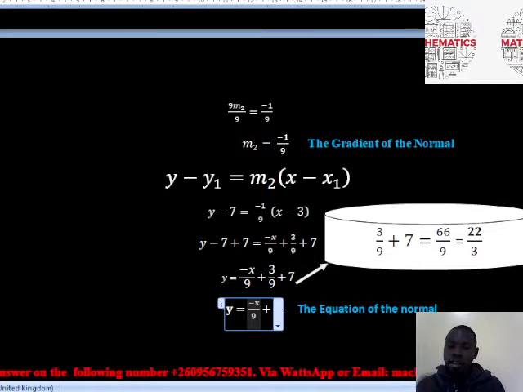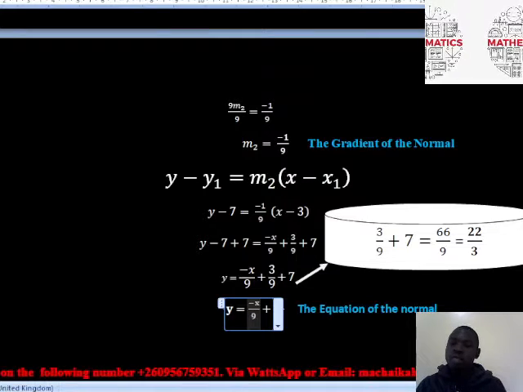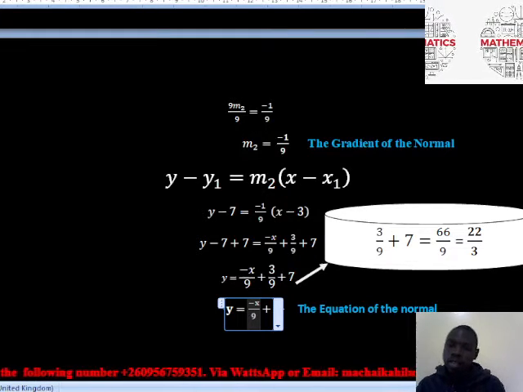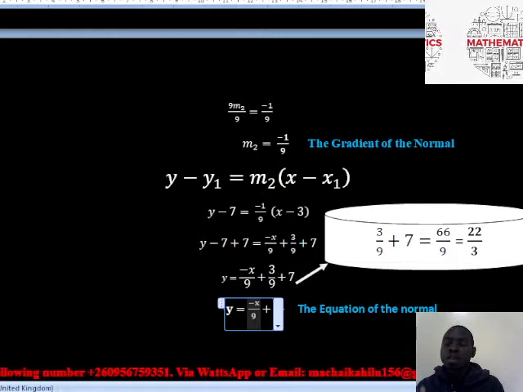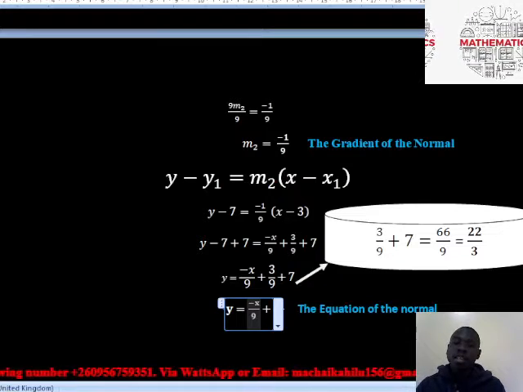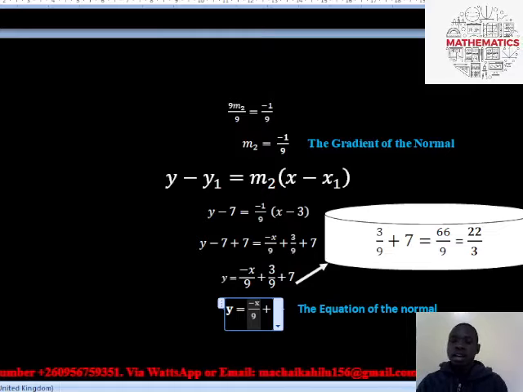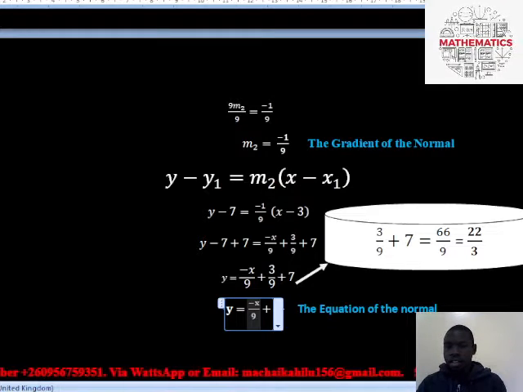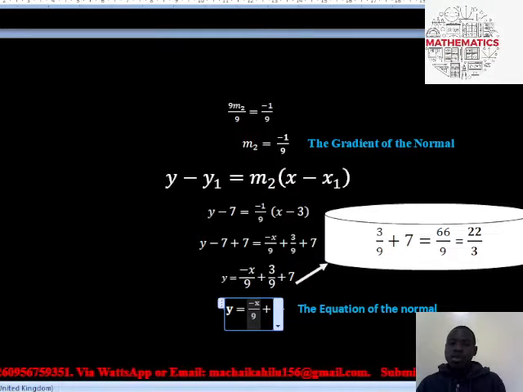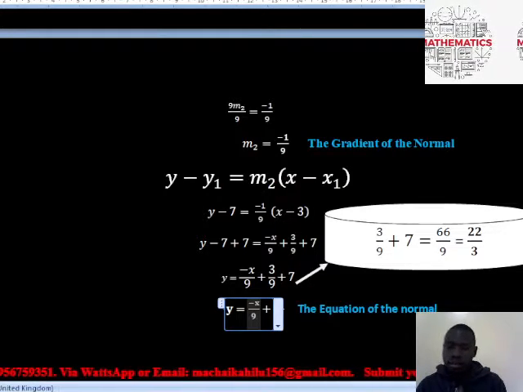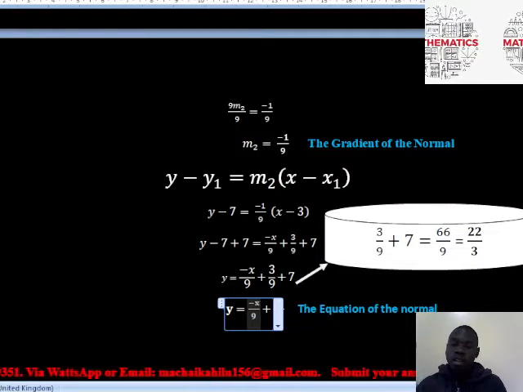How? By replacing where there is x with the value of x that will be given. So that at the end of the day, you are going to find the value of y. But in a case whereby you are given the value of y, like in our case, we are given the value of y, which is 7, there is no need of you finding the value of y because you are going to find one and the same answer.